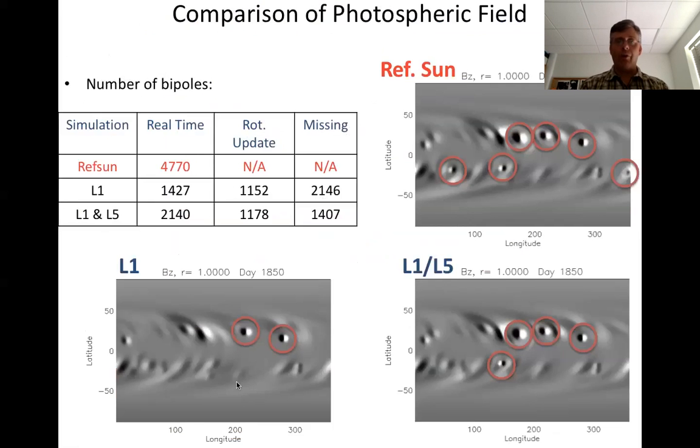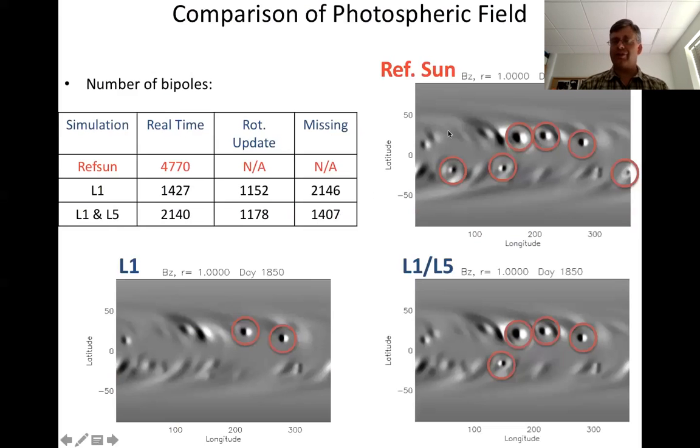So in terms of doing this, in the reference Sun model, we emerged 4,770 dipoles over the 22-year cycles in real time. For the L1 simulation, that number drops to only 1,427. Compared to L1 plus L5, due to the extra 60 degrees view, it's now about 2,140. We get roughly the same number included as rotational updates, and of course the reversal in terms of the number of missing between L1 and L1 plus L5. So what you can see from this is that it is actually a very big data analysis problem to identify all these dipoles, include them in the simulations in the correct way.